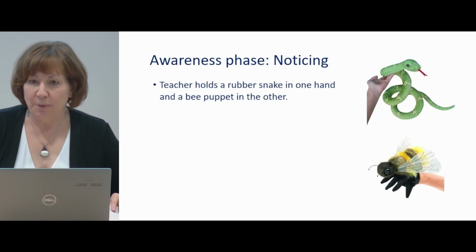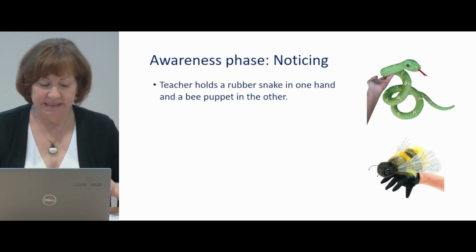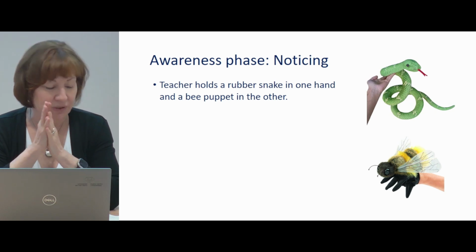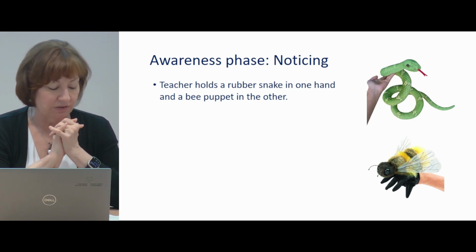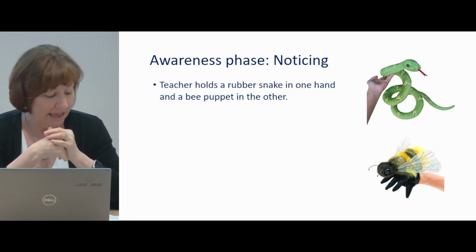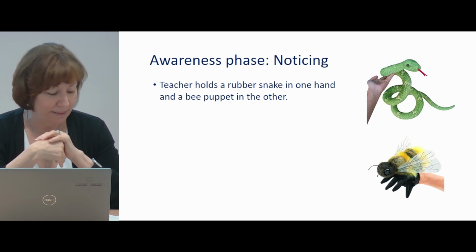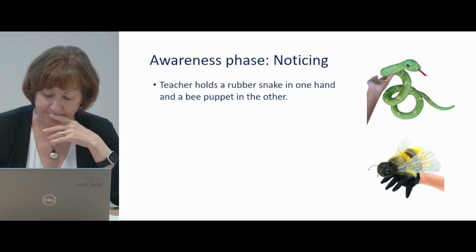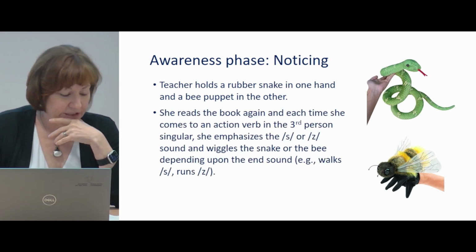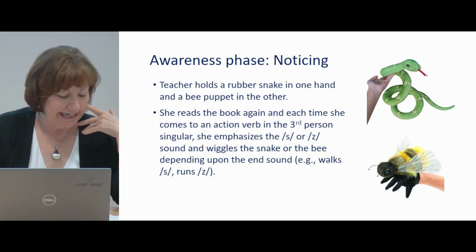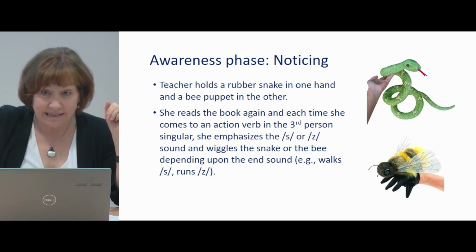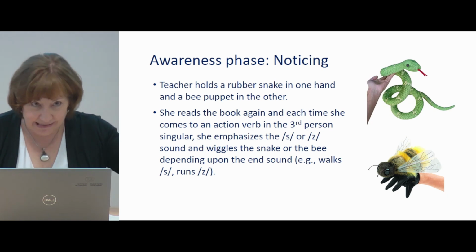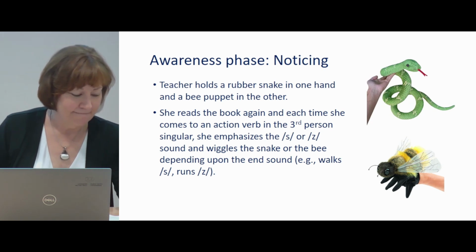And recall that that first part of awareness is noticing. The teacher needs to get the students to notice the form. So here she incorporates instructional scaffolding by using some props, namely a rubber snake and a bee puppet. And she holds one in each hand and reads the book again. And each time she comes to an action verb with an S, and in that third person, she emphasizes the S with the snake or the Z with the bee, okay?